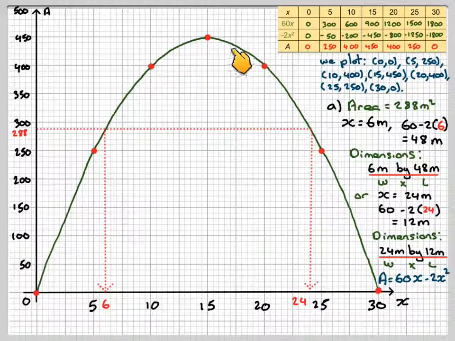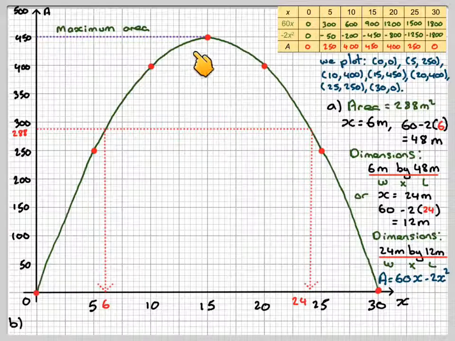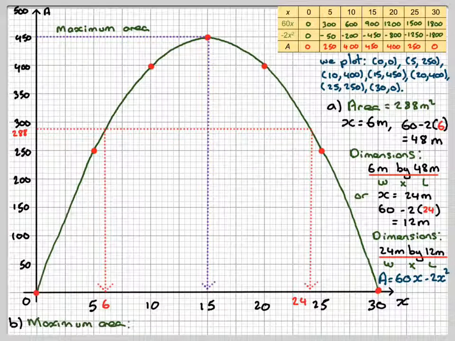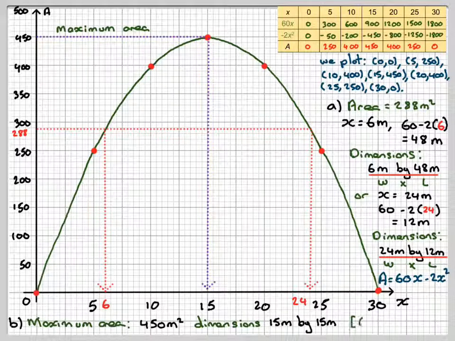As this is a function of area against x, the maximum area occurs at this particular point here. So again, we have to show on our graph. So drawing a line across, this is the maximum area. And then reading down, we only get one value of x. The maximum area will be 450 meters squared. That's the maximum area. Now x will be equal to 15, and the other one will also be 15, because if you did 60 minus 2 times 15, it's also 15.